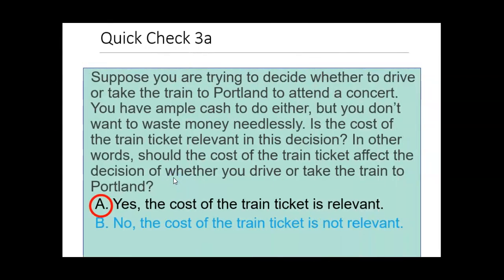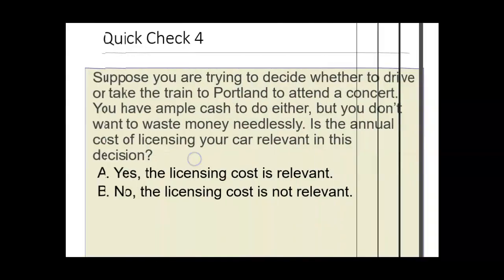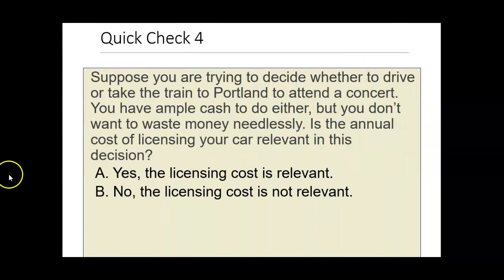That's correct. Of course, the cost of the train ticket is relevant in your decision making process. You're asking yourself, is it more cost effective to take the train or to drive to Portland? And of course, that will have an impact on the cost of the train ticket compared to the cost of driving to Portland. Okay? Same thing.